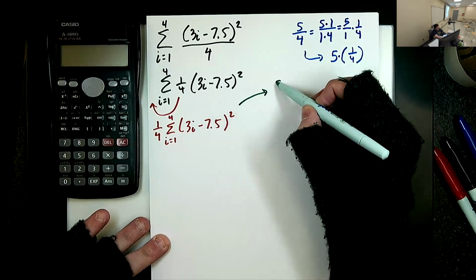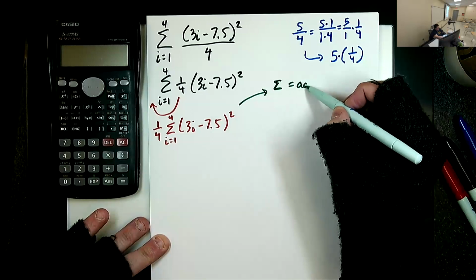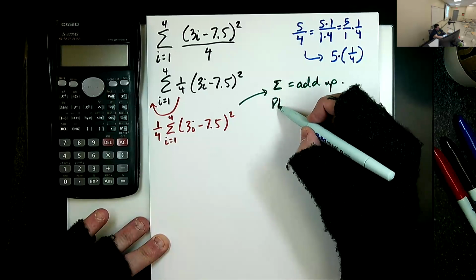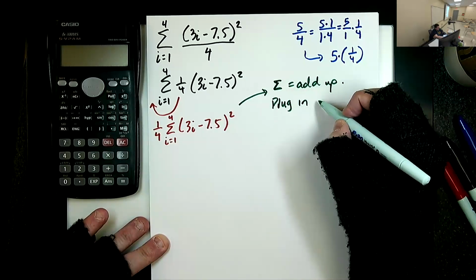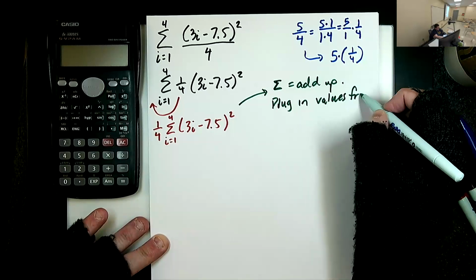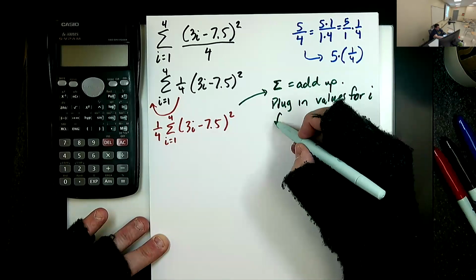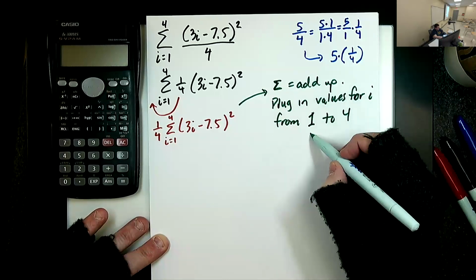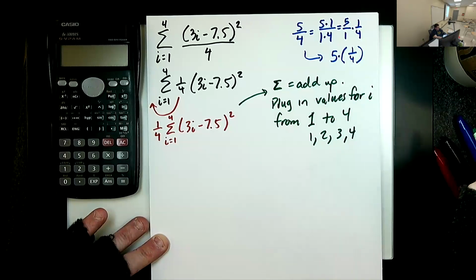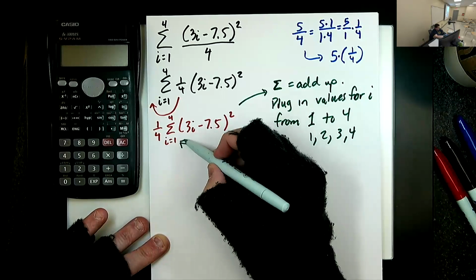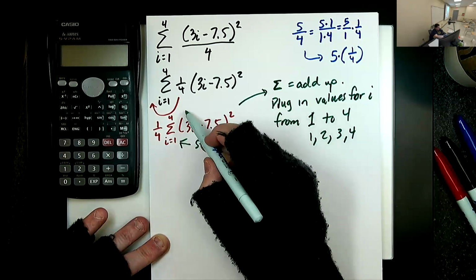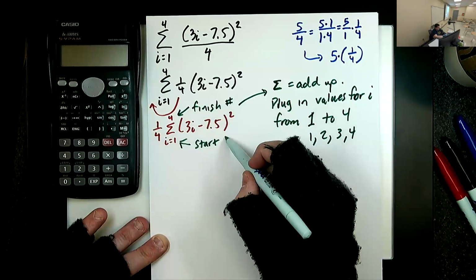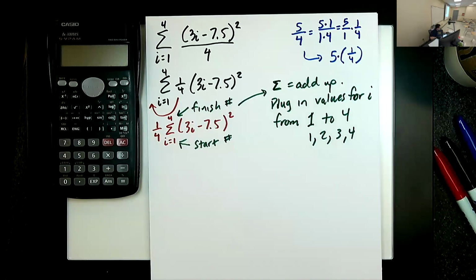So when I said sum is add up, what we're going to do is plug in values for i from 1 to 4. So 1, 2, 3, and 4. The number on the bottom tells you the start number. The number on the top tells you the finish number. That's what those numbers are for.